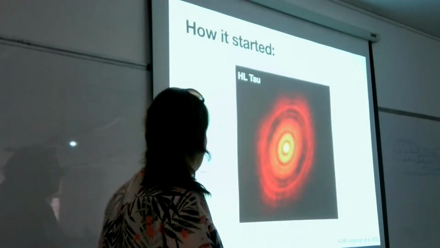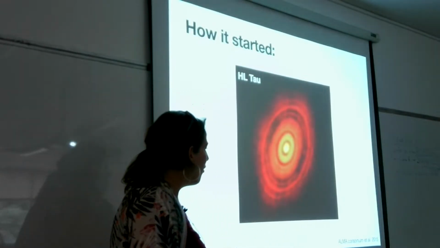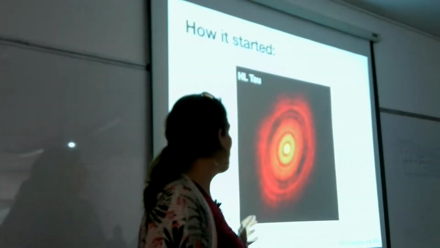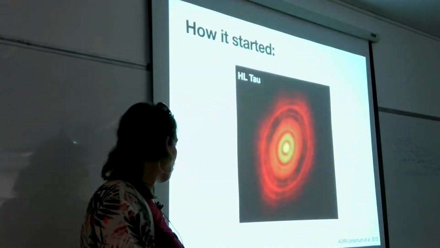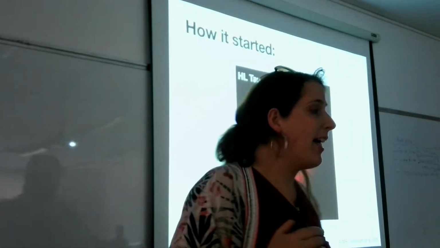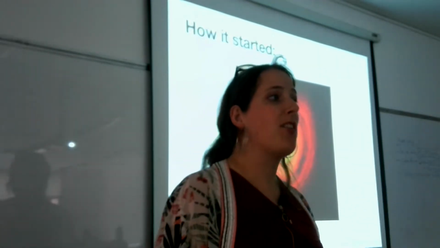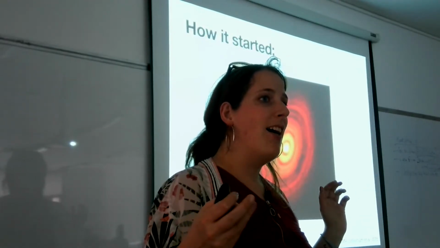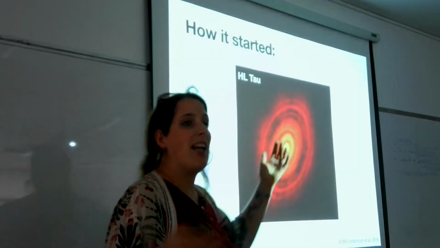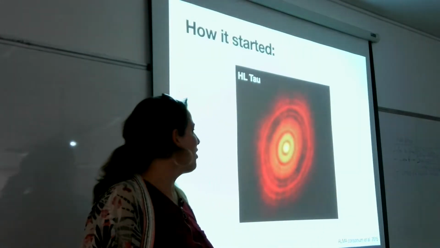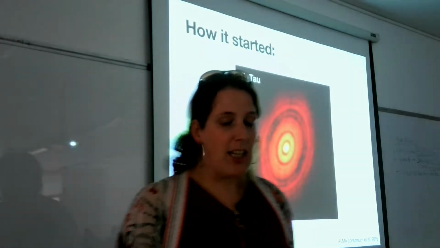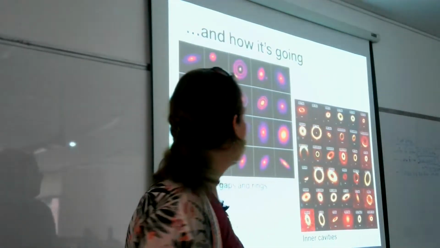This kind of started with the image of Israel Tau that was released in 2015. So it was the first image at a very high resolution with ALMA. And they actually picked this target simply because it was bright. They didn't think that there was going to be substructure in it. It was just, let's see how this disk looks like at high angular resolution. And then they found this amazing substructure. So this is kind of how it started and how it's going.